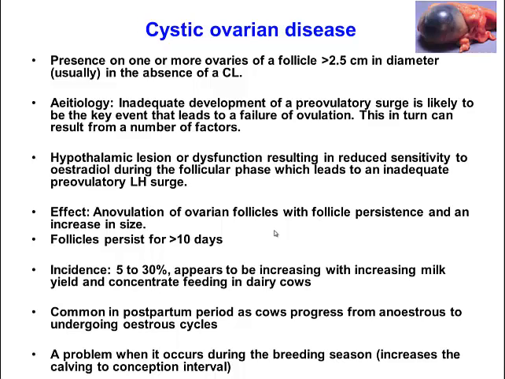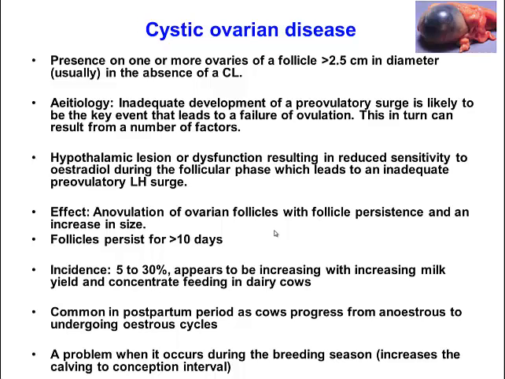What is the cause of the condition? The usual cause is an inadequate development of a preovulatory surge of luteinizing hormone, and this results in a failure of ovulation, and this can be caused by a number of factors. One of the problems with an inadequate surge of luteinizing hormone is that there's an insufficient stimulus to induce ovulation to occur. Now this can result from a number of physiological reasons.